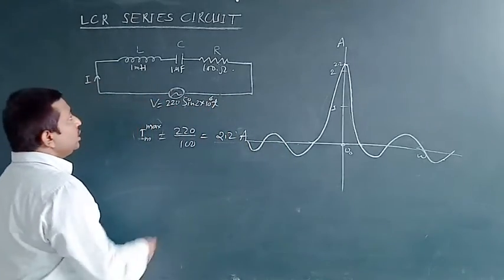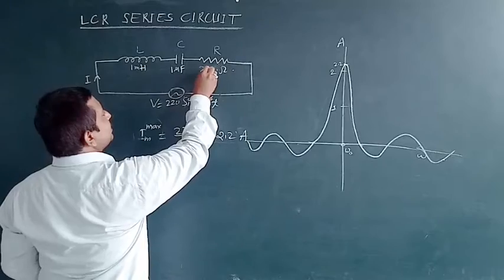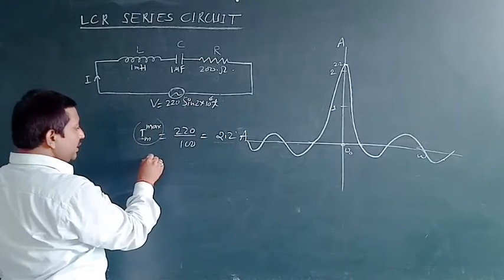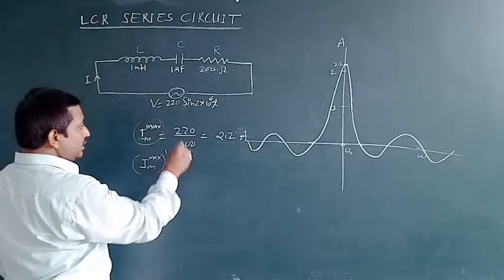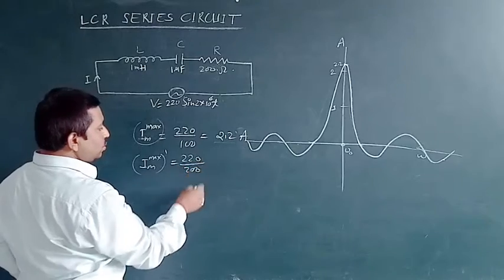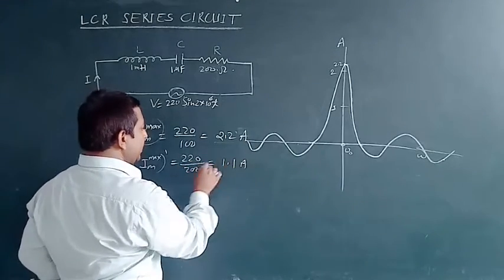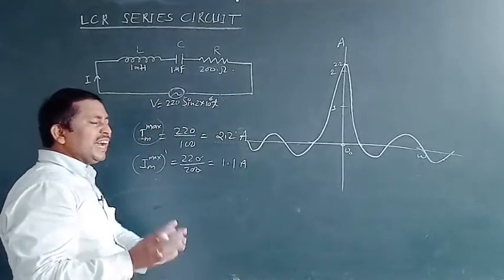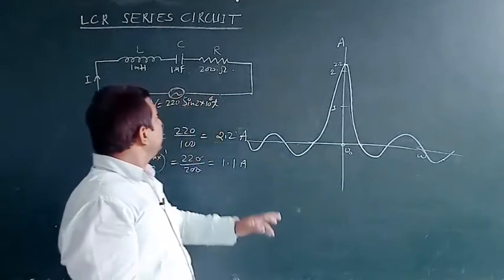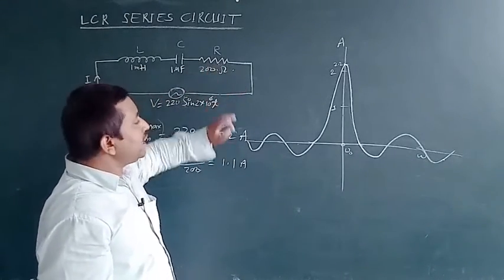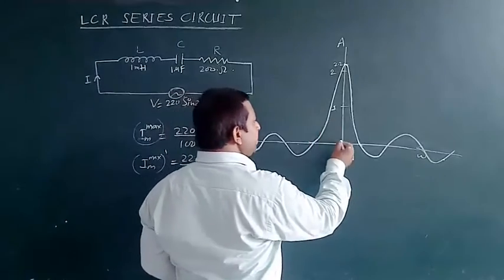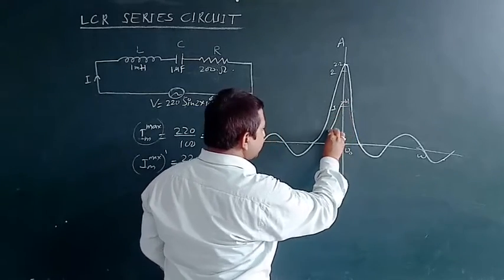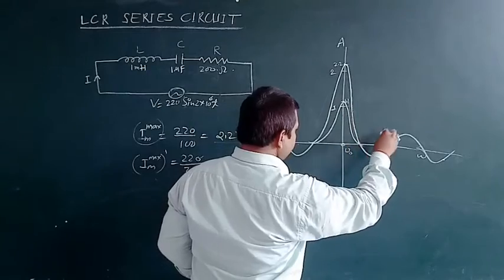Now if we replace this resistance by a 200 ohm resistor, then the amount of this current reduces, and that becomes 220 divided by 200, it means 1.1 ampere. So if we plot the graph for this current at the same frequencies, but with the resistor replaced by 200 ohm, then the amount of current we obtain at resonance is this value, 1.1 ampere.